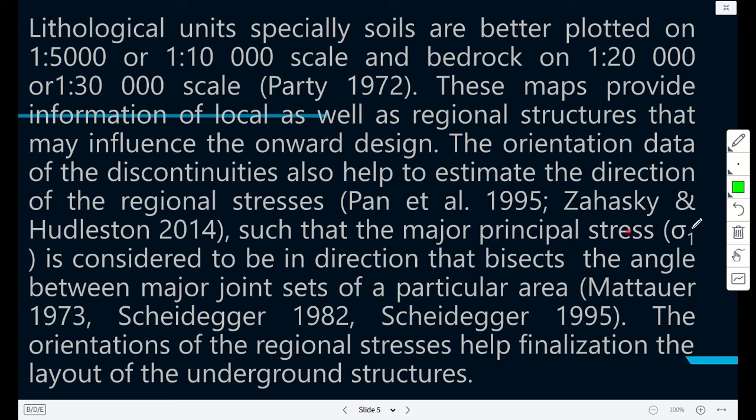All of us are familiar with, or you should be, the stresses on a plane. If you have an element from the Mohr circle, this is sigma 1 and this is sigma 3. Sigma 1 is called the major principal stress, acting on the major principal plane. And sigma 3 is the minor principal stress, acting on the minor principal plane.